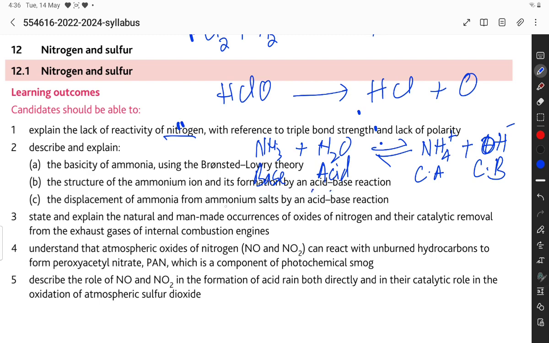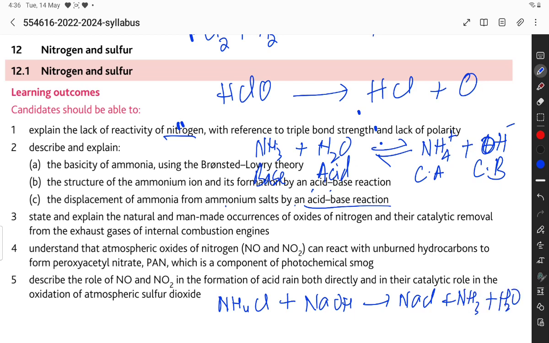The displacement of ammonia from an ammonium salt by an acid-base reaction, for example an ammonium salt reacting with sodium hydroxide or any base to form NaCl plus ammonia plus water. This is also a neutralization reaction. State and explain the natural and man-made occurrence of oxides of nitrogen and their catalytic removal from the exhaust gases of internal combustion engines by using a catalytic converter.